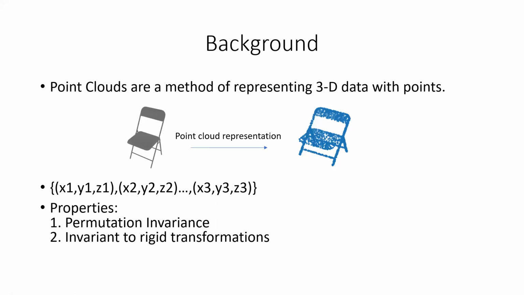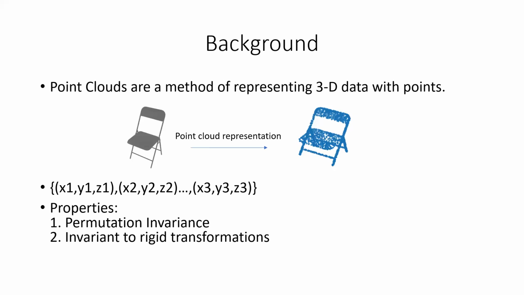And point clouds have two very important properties. They're permutation invariant. So like the set that I have given here, x1, y1, z1, x2, y2, z2, even if I change the order, so if it's x3, y3, z3 first, and then x1, y1, z1, it does not really change the point cloud, right? Because when you're visualizing it, it's essentially the same thing.